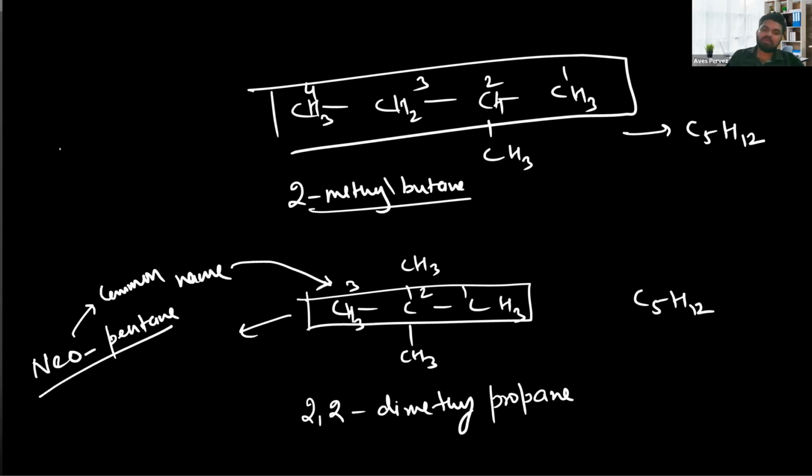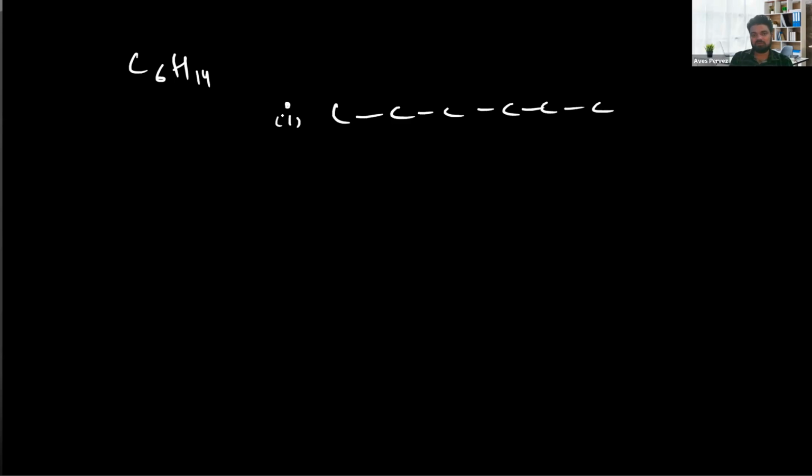Done. Now make the possible isomers of hexane. Hexane is C6H14. So make the possible isomers of hexane. Try to make it on your own, then I will help you. First is normal hexane. Write the IUPAC name, don't write the common name. 1, 2, 3, 4, 5, 6. This is the first one. Draw this one. The next is going to have 5. You need to find out how it is possible. Make it fast.